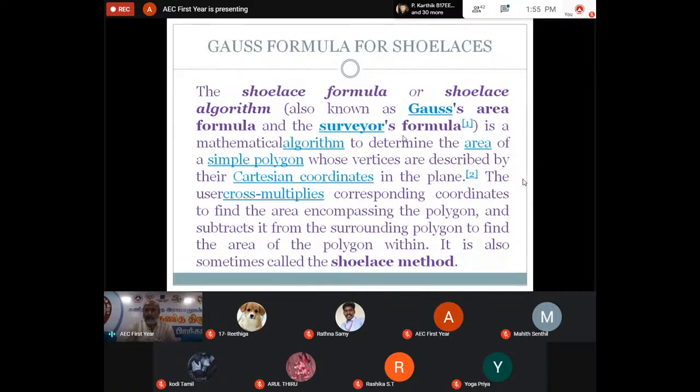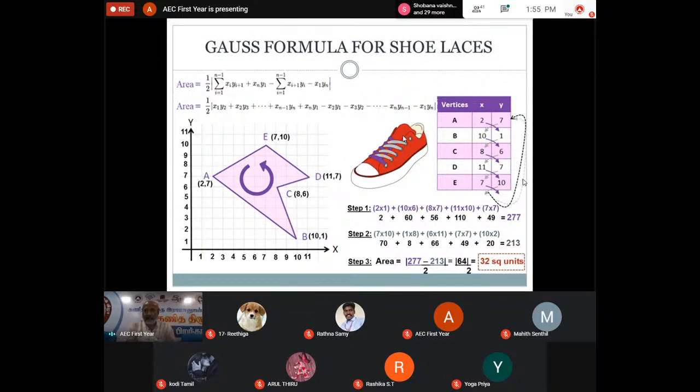So a simple polygon whose vertices are described by their Cartesian coordinates. What do you mean by Cartesian coordinates? That's a kind of graph problem. Whenever you make a graph, that is called a Cartesian graph. So what he did was this. Imagine this kind of a shoelace problem, you know, tying shoelaces like this.